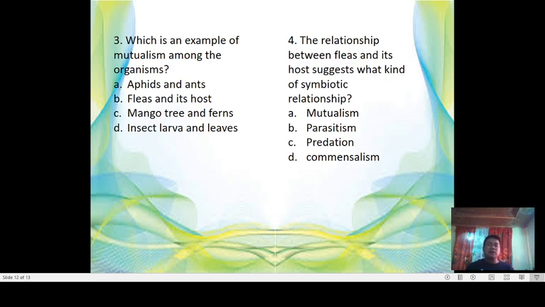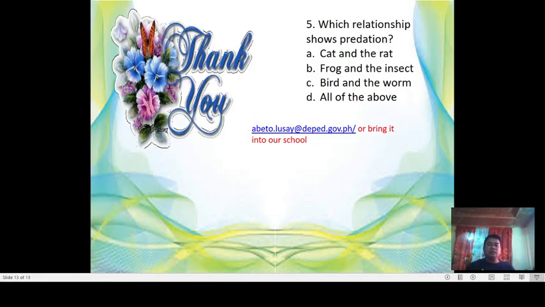Number 4, the relationship between fleas and its host suggests what kind of symbiotic relationship? A, mutualism. B, parasitism. C, predation. D, commensalism. The last, number 5, which relationship shows predation? A, cat and the rat. B, frog and the insect. C, bird and the worm. D, all of the above.